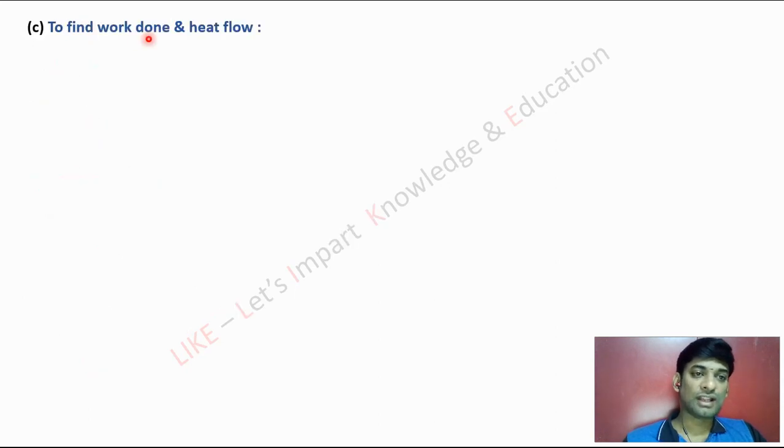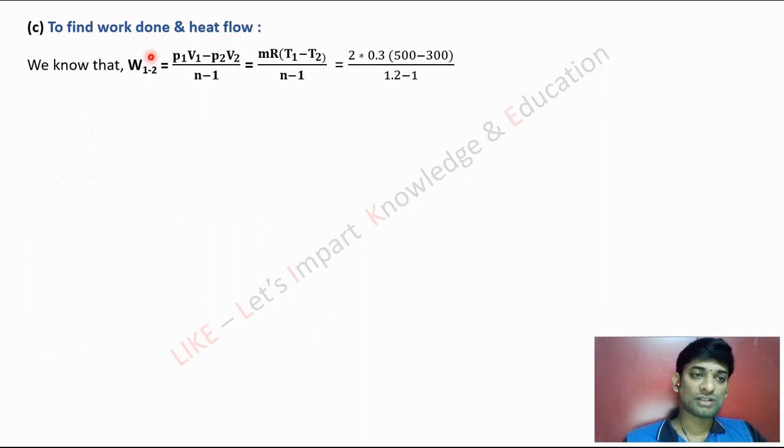Next one is to find work done and heat flow. First, we will calculate work done. For polytropic process, the work done formula is P1 V1 minus P2 V2 divided by n minus 1. This is for the stage between 1 and 2, so I am using P1, P2, V1, V2. If the process is between 2 and 3, you have to use P2 V2 minus P3 V3.